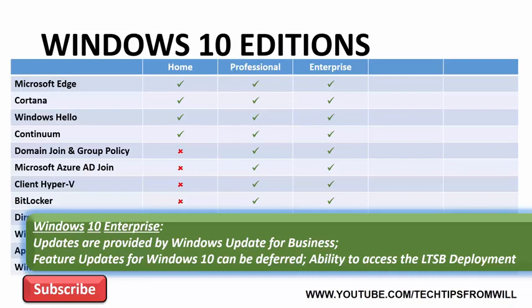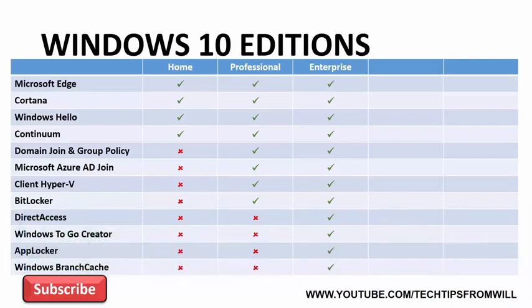In addition to this, Windows 10 Enterprise customers also have the ability to access a special deployment of Windows 10 which is unavailable to other customers. This special deployment is known as Windows 10 Enterprise Long-Term Servicing Branch, or simply LTSB. Windows 10 Enterprise LTSB is a special edition of Windows 10, which is only available to Windows 10 Enterprise customers via Microsoft's volume licensing service.